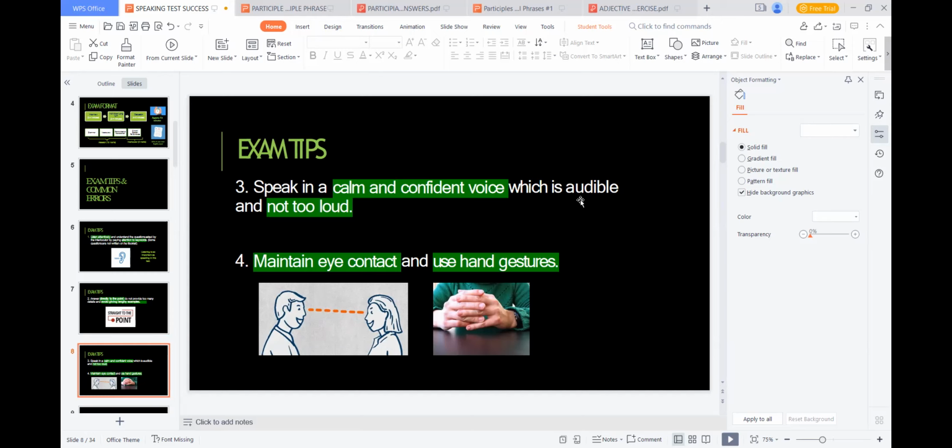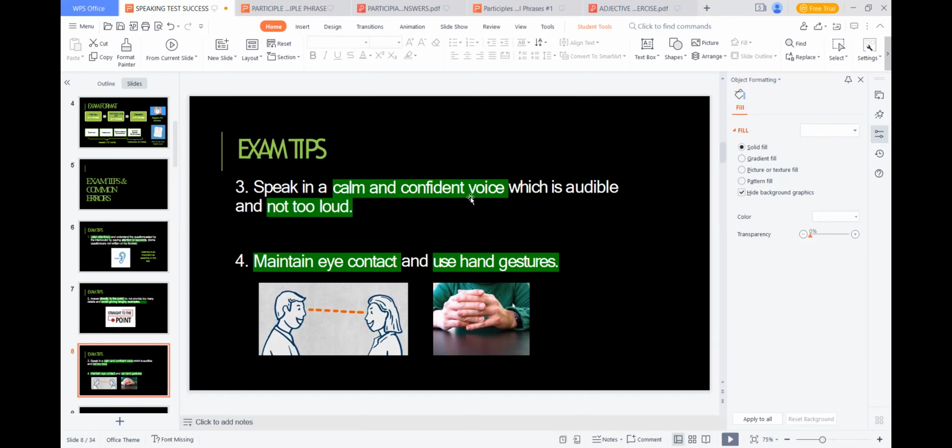I have a number of students who spoke in a softer tone of voice. That really affects the assessor's hearing. The assessor cannot hear, and the assessor also cannot put the marks on the marking sheet. So it's very important that students speak in a louder voice, but not too loud. Calm, confident, and loud enough that the person behind the interlocutor can hear it.